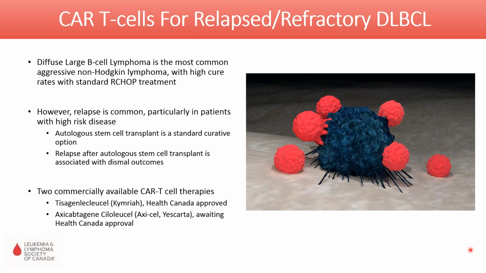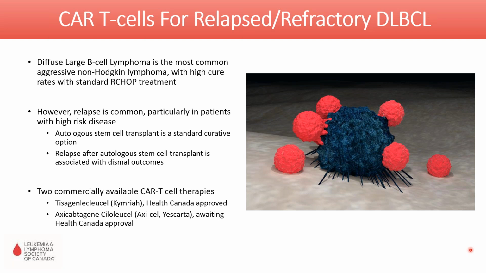So we talked a little bit about CAR T cells for ALL. Well, the other indication that is Health Canada approved for CAR T cell therapy is for a disease called diffuse large B-cell lymphoma. Diffuse large B-cell lymphoma is the most common aggressive non-Hodgkin's lymphoma. In many cases, we can cure the patients with standard R-CHOP treatment. So the standard treatment for diffuse large B-cell lymphoma across the country is going to be R-CHOP therapy.